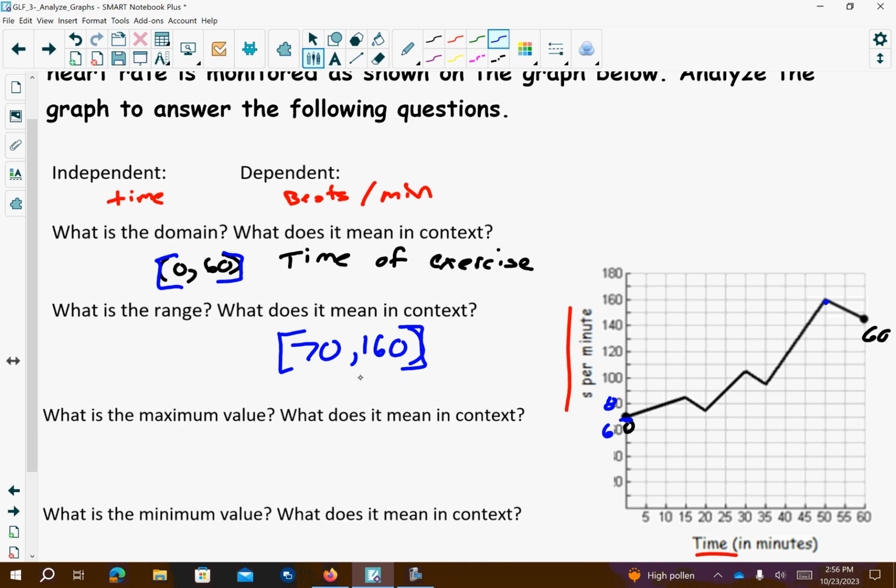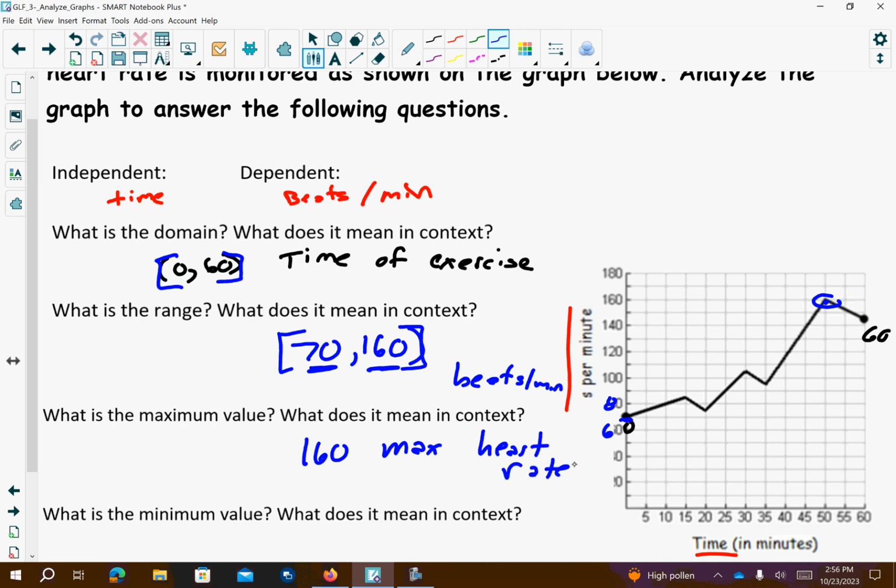What does this mean in the context? Well, basically, his resting heart rate was 70, and he got up to 160 beats per minute. So beats per minute of his heart beating. What is the maximum value? Again, that's the maximum value up there, so it's 160. So that's his max heart rate.